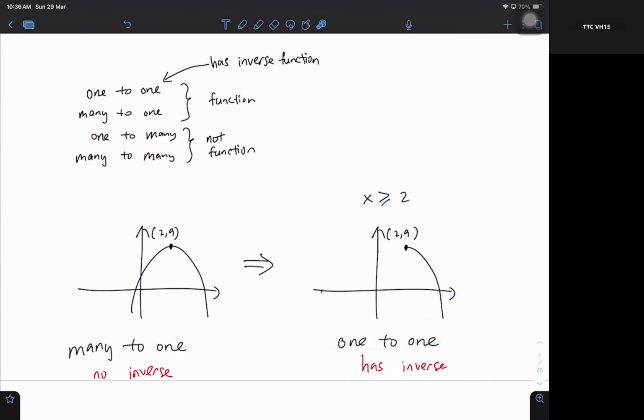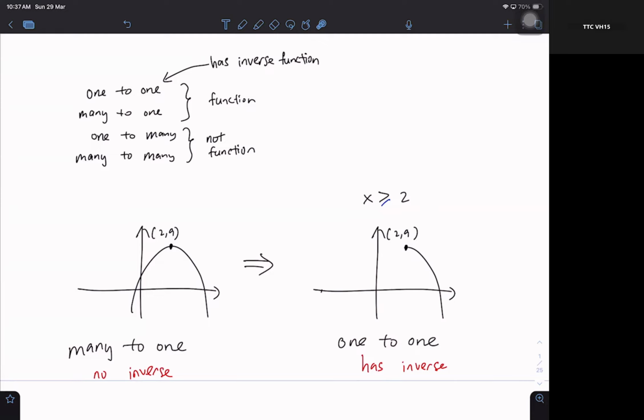So is this a function? Yes, because one to one is a function. Does this have an inverse? Yes, it has an inverse because one to one has an inverse. Understand? I mean, not difficult lah, right? You just have to remember, right? You just need to remember.